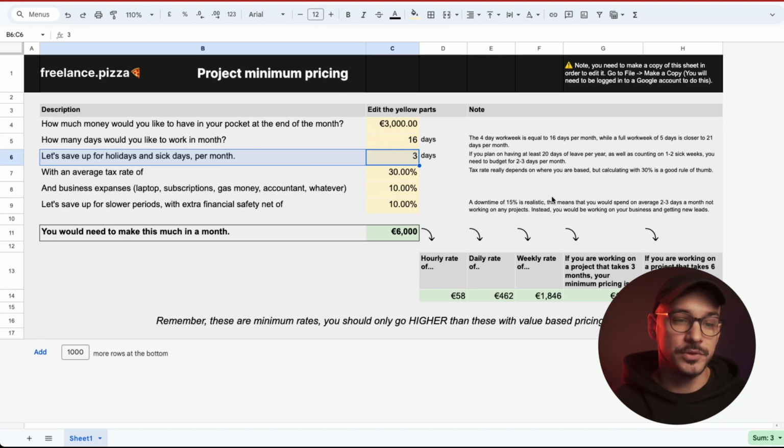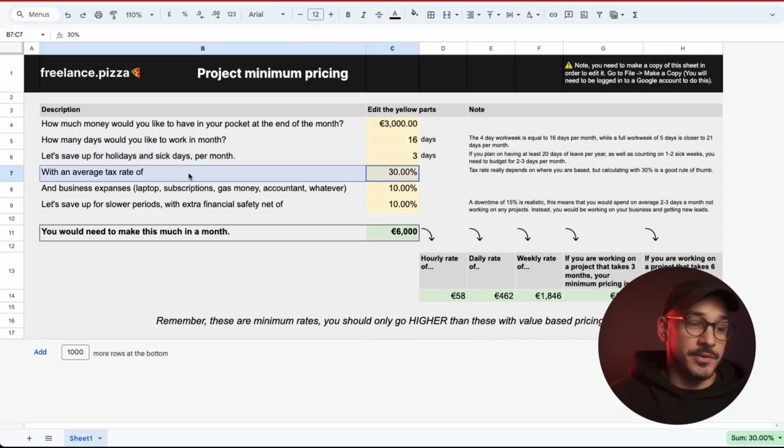Again, it's really up to you, but you do have to calculate that into your rates, because as a freelancer you have to budget for that, not just when it comes to time, but your finances as well. So if you're unsure, just leave it at three, I would say. For a given month, I think that's a good rule of thumb that you will be sick or traveling for roughly a couple of days.